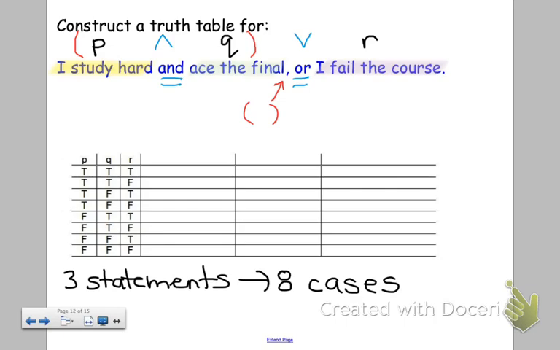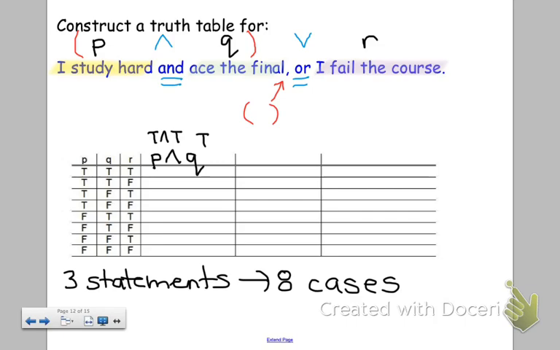Now let's go back to our statement. Remember, we had the quantity P and Q or R. So I already have my P, I already have my Q. The 4th column I need to write is going to be P and Q. So when I look at P and Q, it's an and, I'm looking for true and true is true. So I'm going to go down my P column and my Q column and look for that true, true combination.